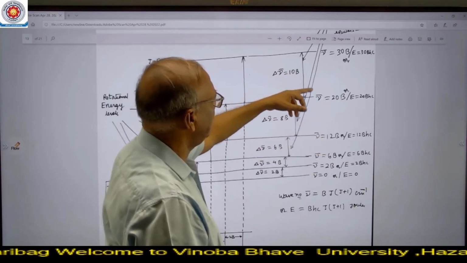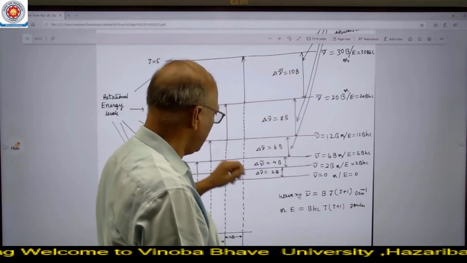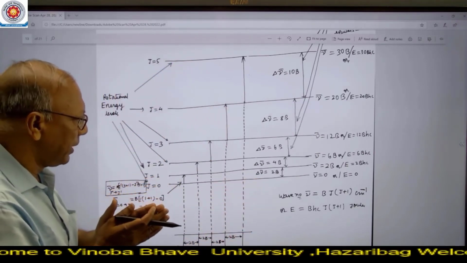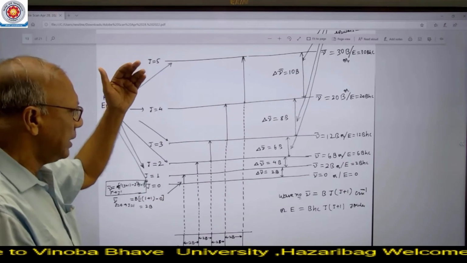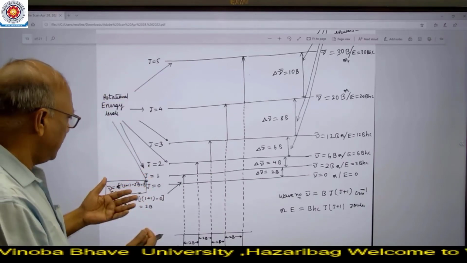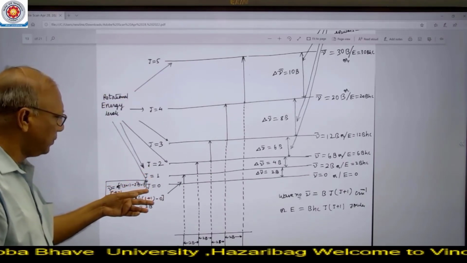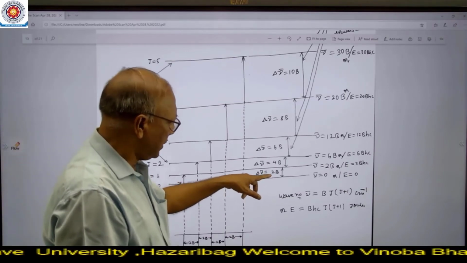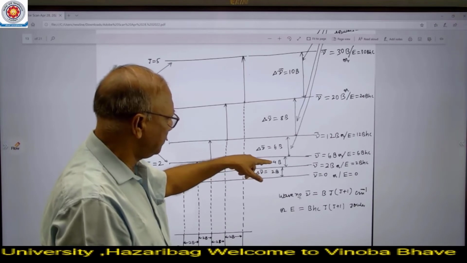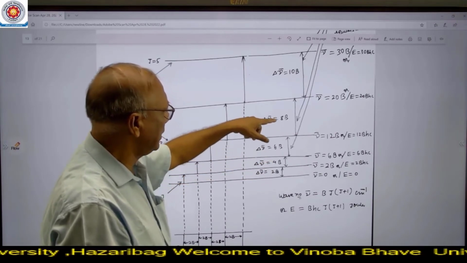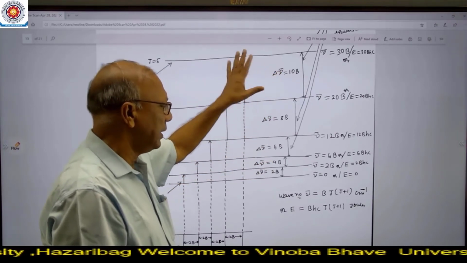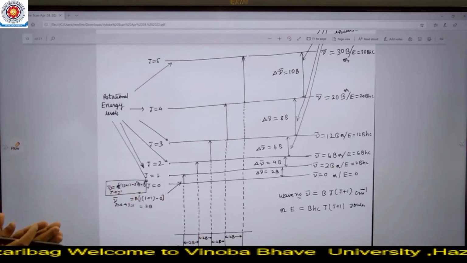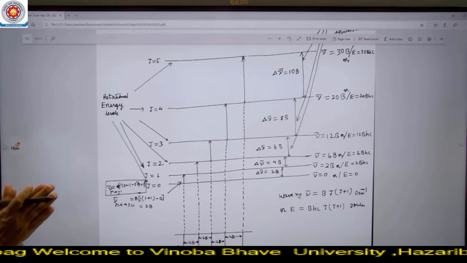Here it is 30B minus 20B, then it is 10B. So the difference between the two energy levels is not constant. It continuously increases as we increase the value of the rotational quantum number J. The first difference is 2B, the second difference is 4B, the third is 6B, then 8B, then 10B. That is, the spacing between the rotational energy levels is not constant.